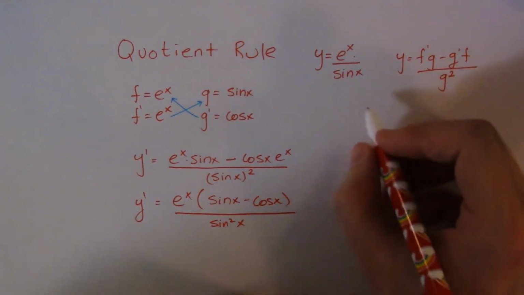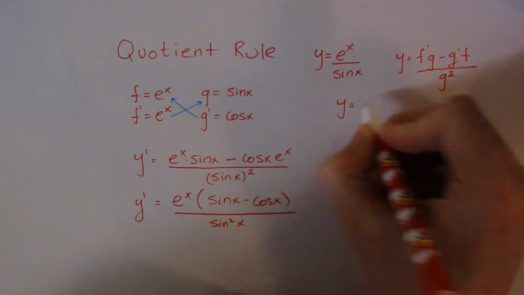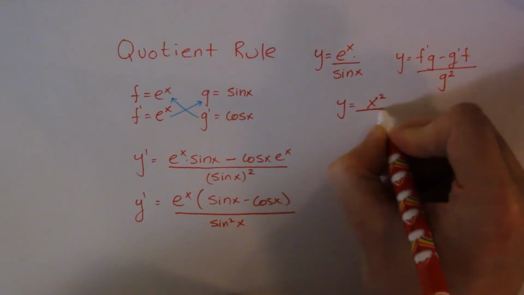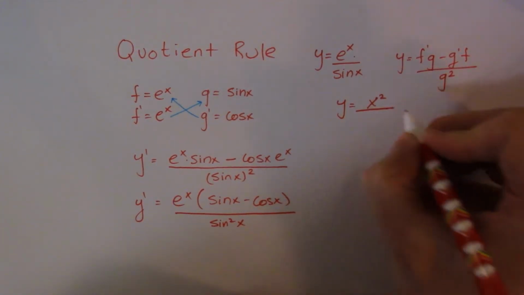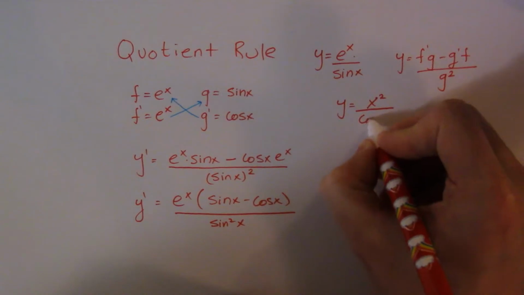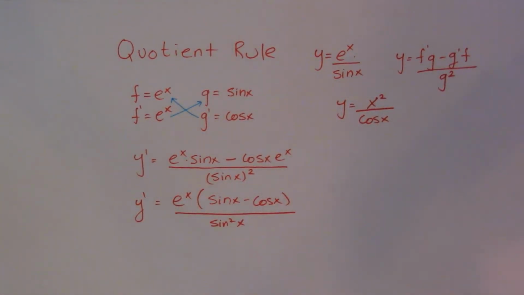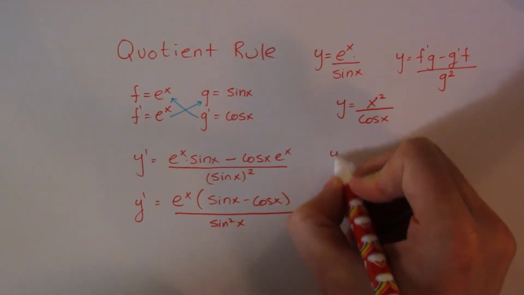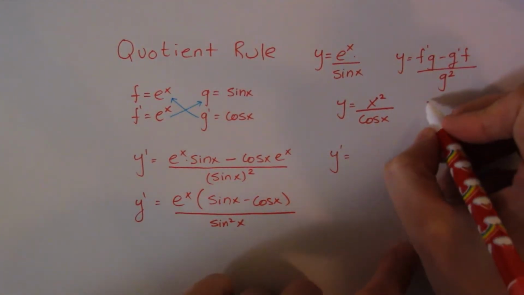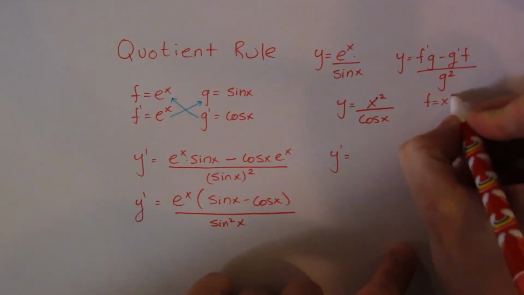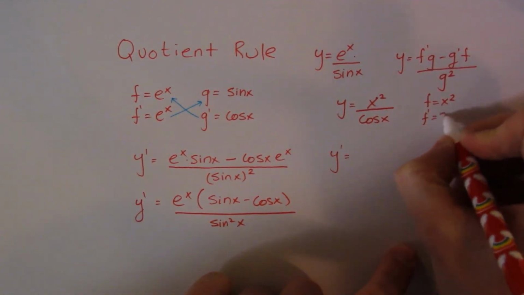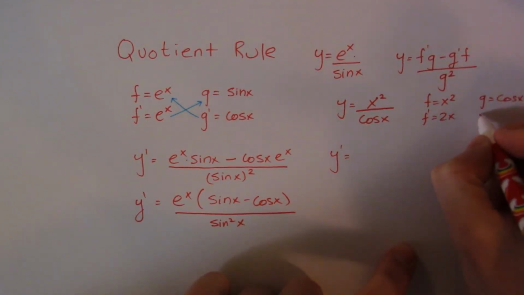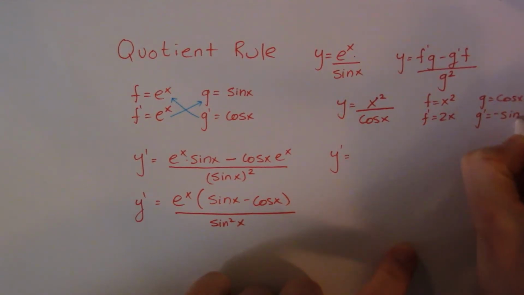Let's try another, a fairly straightforward one. Let's try x squared over, I don't know, cos of x. So again, not a very complicated one, but still, if you're learning, it is complicated. And then we have y prime. So my f is x squared, my f prime is 2x, my g is cos, my g prime is negative sine x.